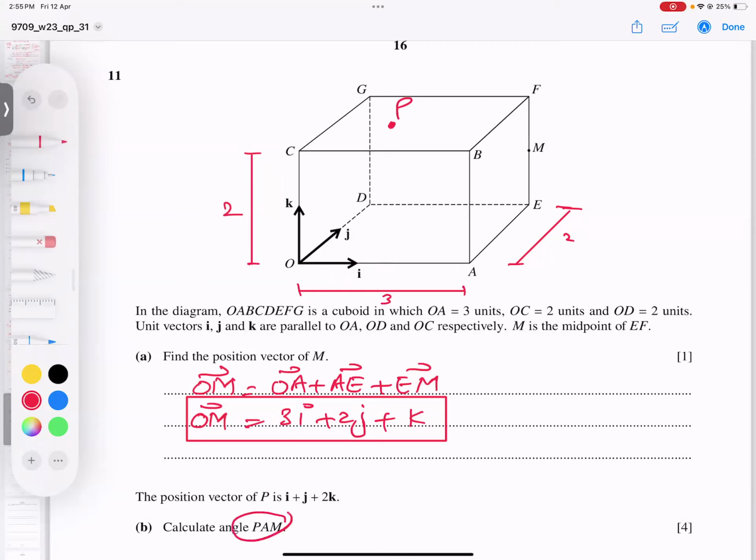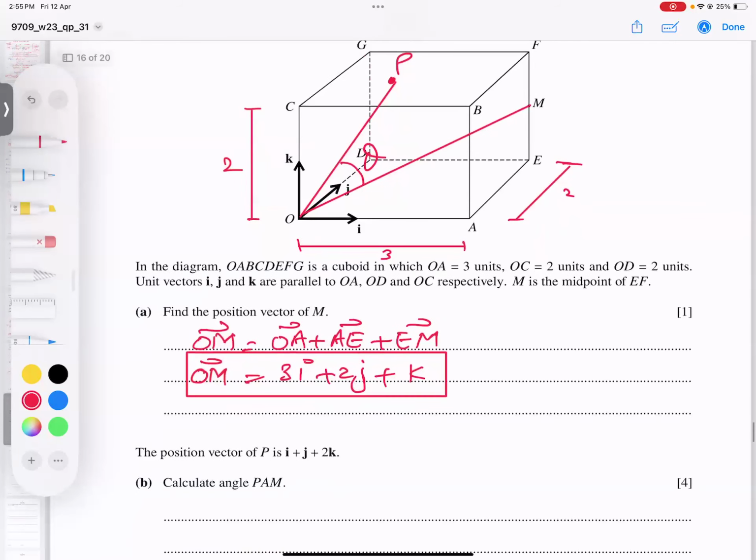And what is it asking? PAM. So P to join to O, and I'm joining O to M. So this angle we are looking for. So how to find this? If we look carefully, I have this kind of triangle, student. So POM. I'm looking for OP, I'm looking for OM, and luckily I have both. And then this angle we can find easily.